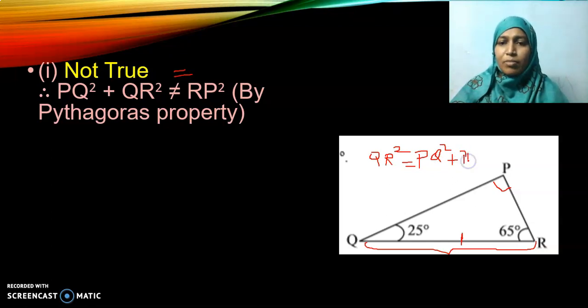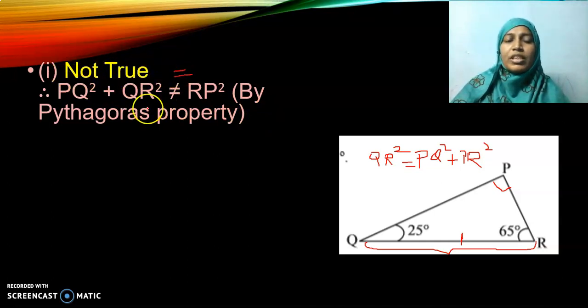Do you have the first statement as what we have written here? PQ squared plus PR squared is there? No, that's what we have written the answer as. It is not true by Pythagoras property.